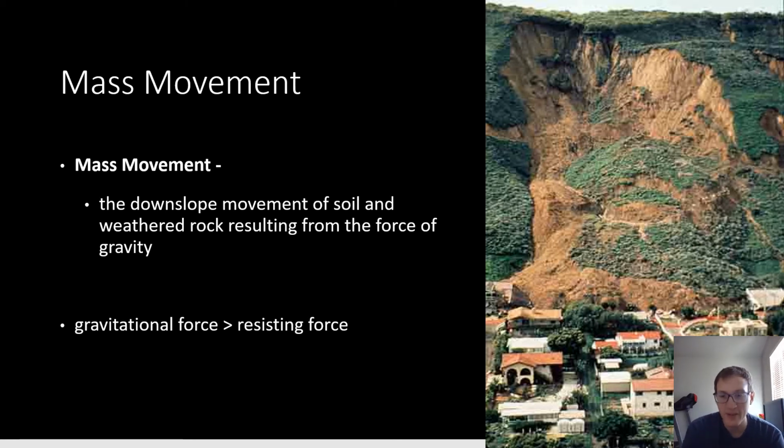In order for mass movements to happen, look at the bottom bullet: gravitational force finally overcomes the resisting force. That means the force of the mud's compactness and pressure, or things like tree roots or plant roots, that hold these things in place. If those are gone, or if the gravitational force becomes too much, then it's going to pull all of this mass downward.